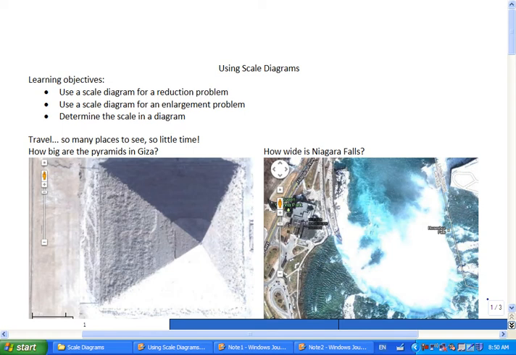So we have a few objectives today with scale diagrams. The first thing we want to be able to do is just basically learn how to use one. And we'd like to be able to use it for both an enlargement problem and a reduction problem. So a reduction problem means that what you're seeing has been reduced.